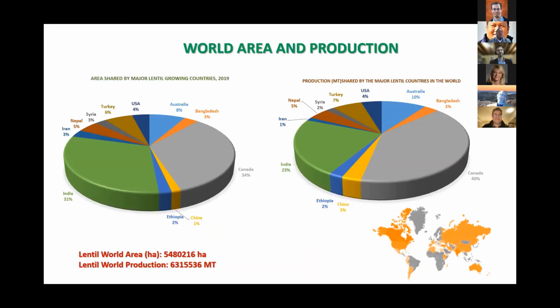This is world area and production. I already mentioned there, Canada is the number one producer, followed by India and Australia, then Turkey and Nepal. These are the major world producers of lentil.